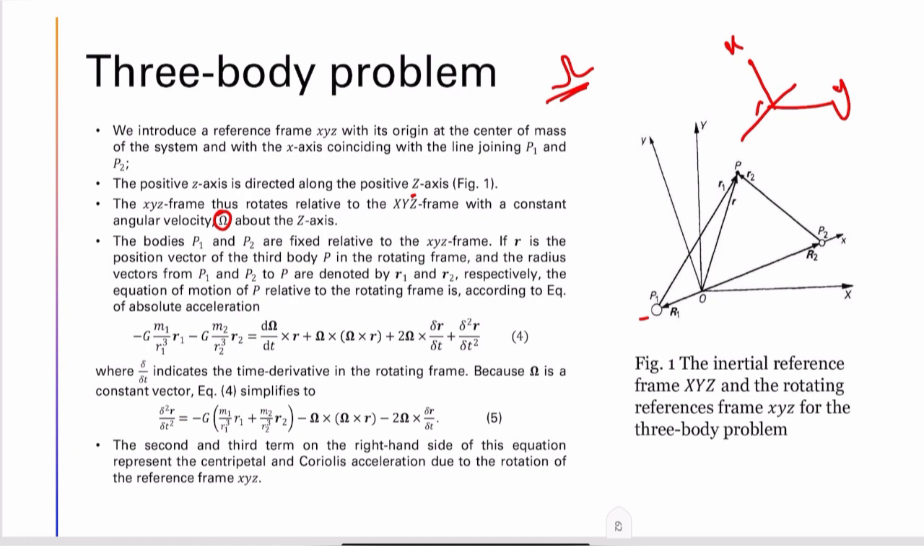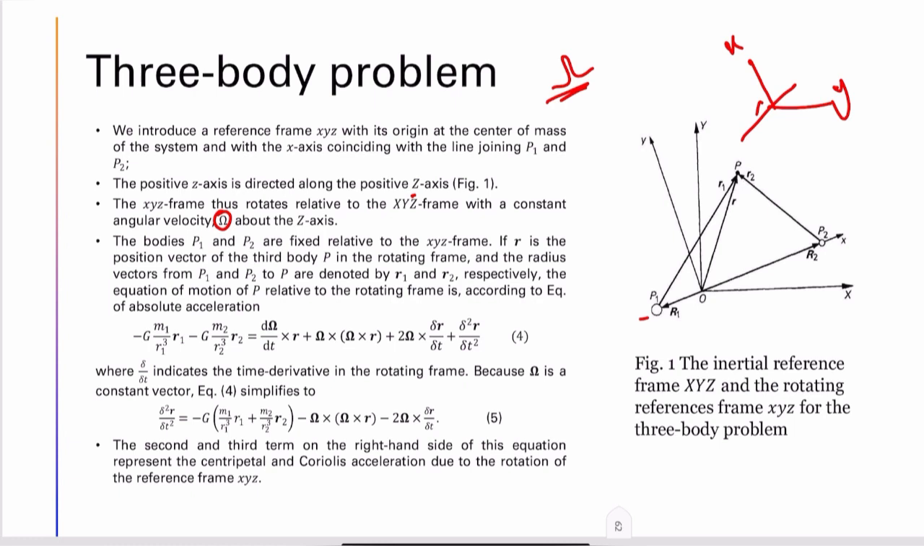Then the bodies P1 and P2 are fixed relative to the frame xyz. You can see what we are trying to do: the small xyz is the frame in which we have already aligned the x-axis with P1 and P2. The rotational motion of P1 and P2 is almost captured by the small xyz frame.